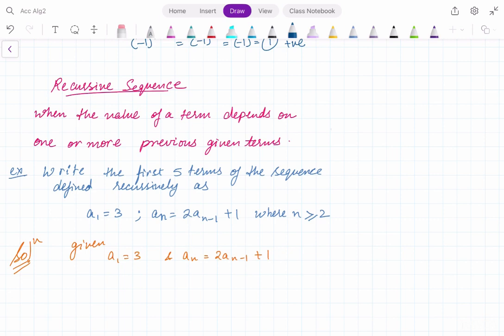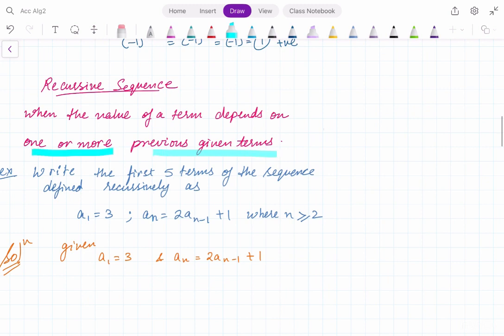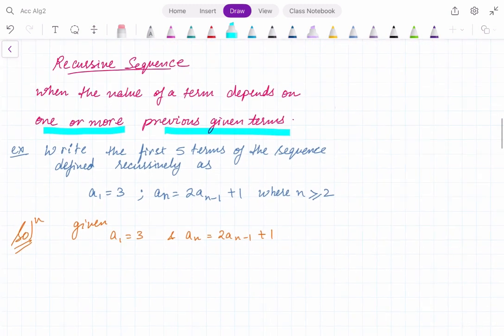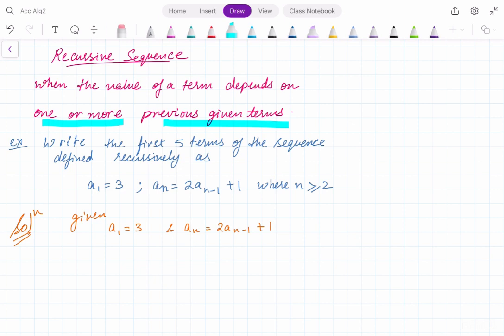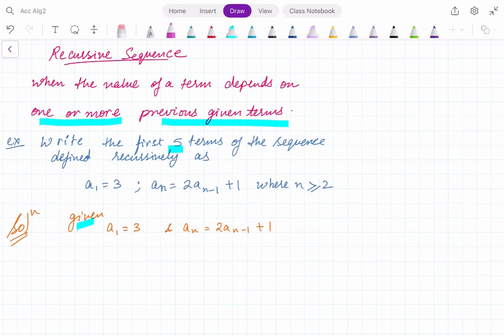Now, what are recursive sequences? I talked about the Fibonacci numbers, they are recursive sequences, where the value of the term depends on one or more previous given terms. In this particular case, we are given the first term, A1, and they have also given us the formula to follow for this recursive sequence. But one thing we need to keep in mind is that all the values of n should be greater than or equal to 2. So we are not starting with 1.